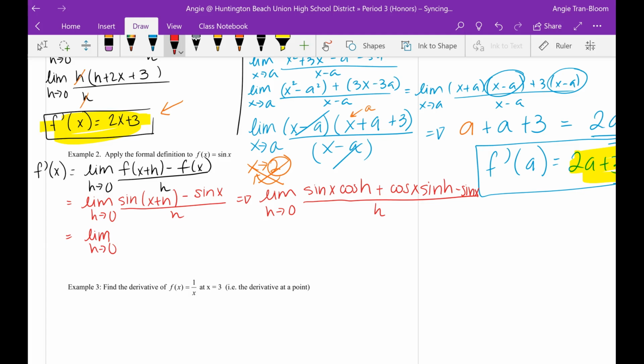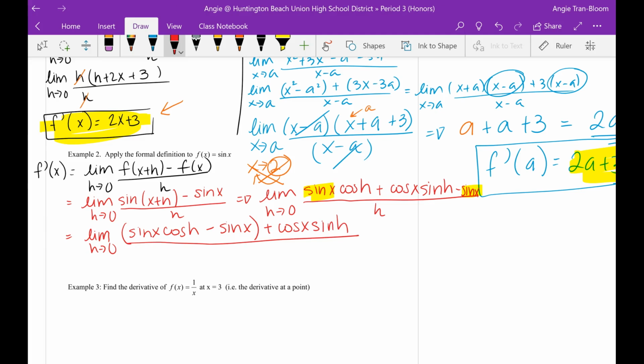I'm going to try to factor this out because right now if I plug in h, that's not going to work very well. But I do see that this right here has something in common, so I'm going to put those 2 together as one group: sine of x times cosine of h minus 1. Then I'm just going to drop down everything else that's not in that group. So now all over h, which is limit as h approaches 0. Now I'm going to take out the sine of x. I'm left with cosine of h minus 1 all over h.